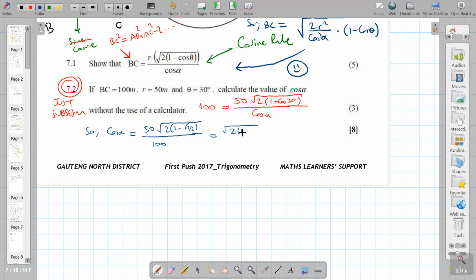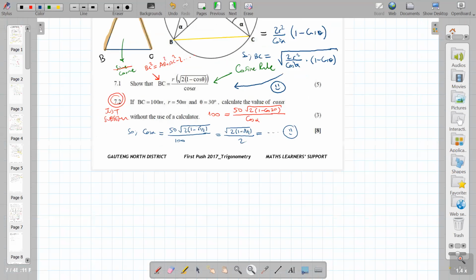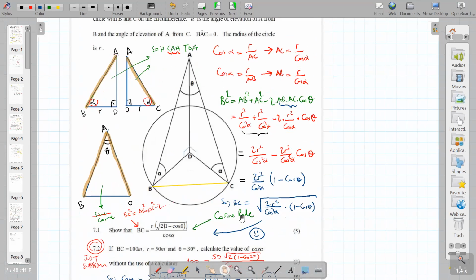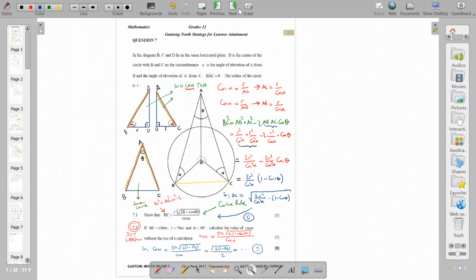Let me write the same thing. 1 minus root 3 over 2, divided by 2. So you'll get the answer with the calculator. 3 marks. So substitution, please, in such questions, don't lose any marks here. Whatever you are doing, you can just get it there.